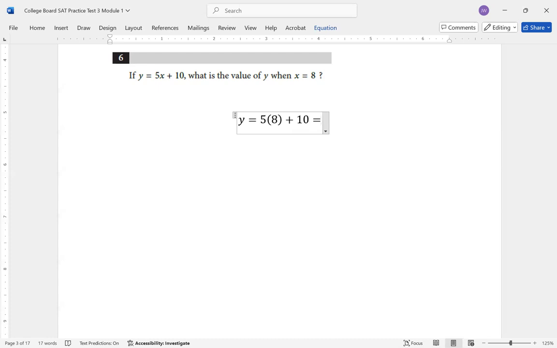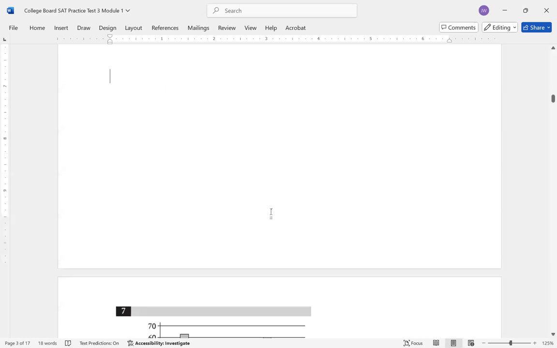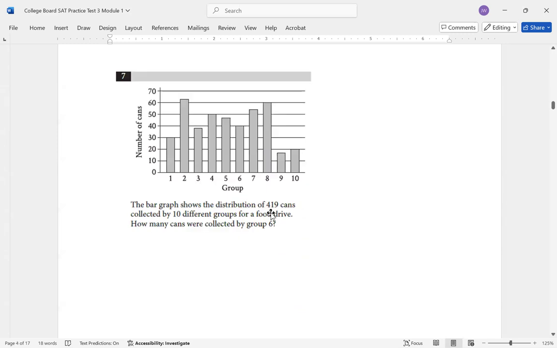And when I simplify that, 5 times 8 is 40, plus 10 gives me a total of 50. So when x is equal to 8, y is equal to 50. And 50 would be the correct answer. 50 would be the answer to question 6.